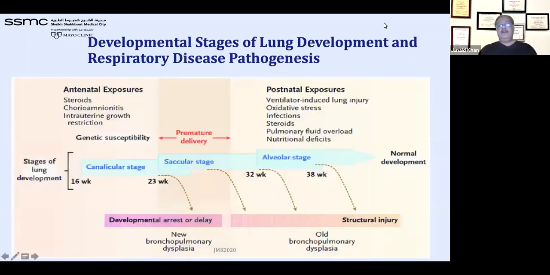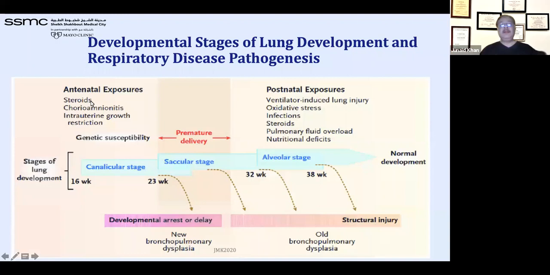Now, this is the slide which I want you to take a look at and concentrate on for one or two minutes. There are a total of five stages: embryonic, pseudoglandular, up to 16 weeks. So we are not concerned with those because we think of abortion. We are more concerned about the saccular stage and alveolar stage, where we have most of our babies. Now, there are many other factors which can affect the development of the lung.